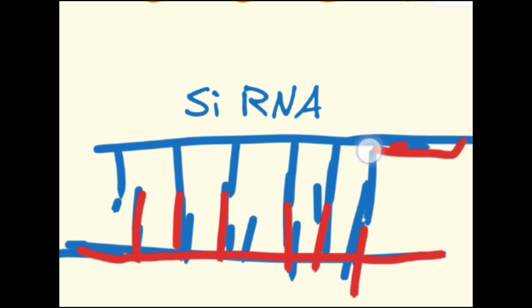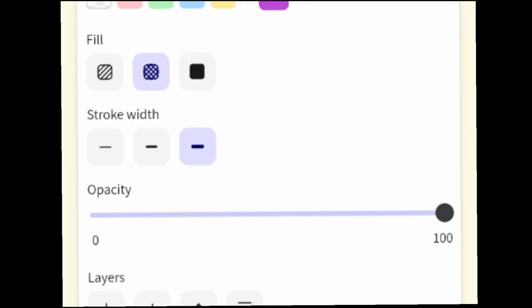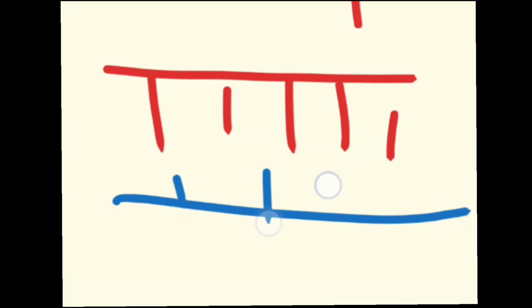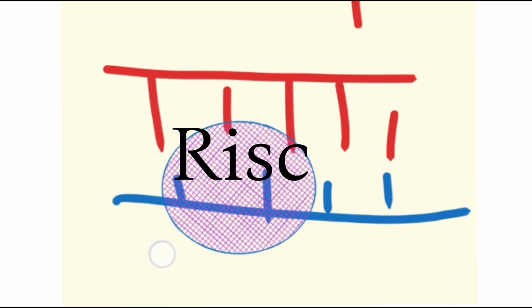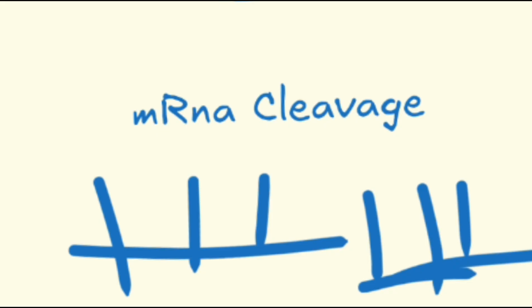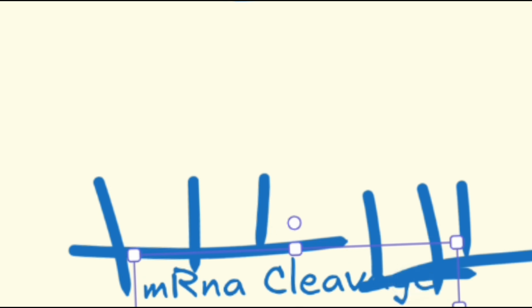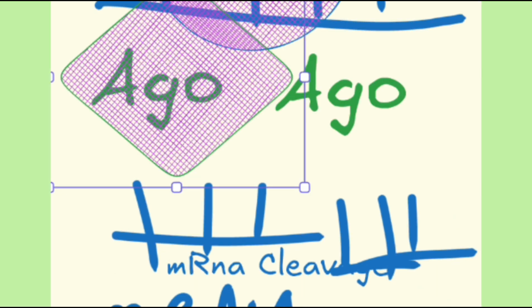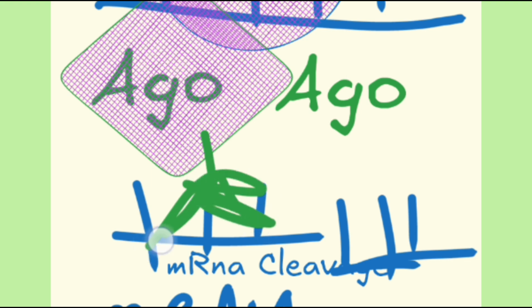Then what is this RISC complex formation? One strand of siRNA, called the guide strand, is loaded in this RISC, that is the RNA induced silencing complex, RISC. The other strand, the passenger strand, is degraded. An important protein in RISC is AGO, that is Argonaute, which helps to bind and cut the mRNA.